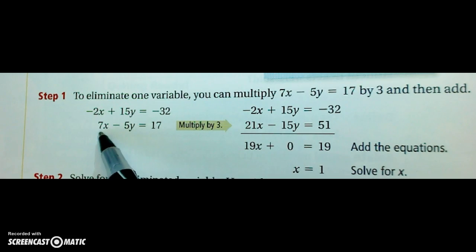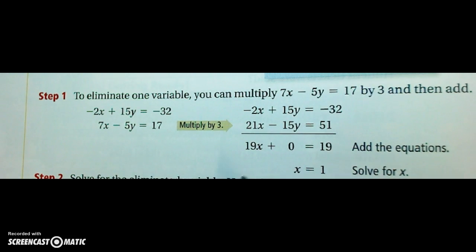So 7 times 3 is 21. Negative 5 times 3 is negative 15. 17 times 3 is 51. Be careful when you're multiplying that each one of these terms gets multiplied. And then we see, okay, the y variable is going to be eliminated. So we combine these two and we get 19x. We combine these two and get 19. And we divide both sides by 19. So x is 1. So we're halfway done.